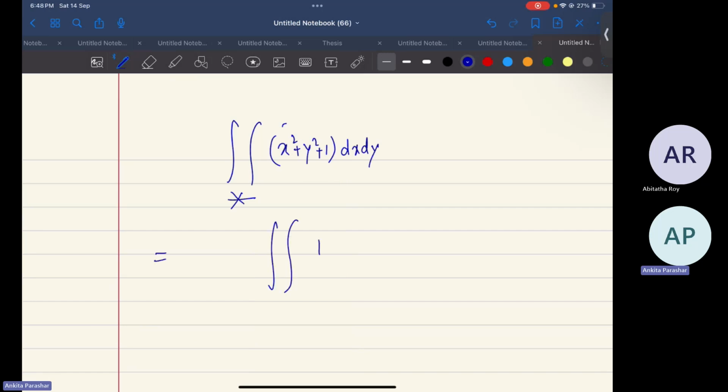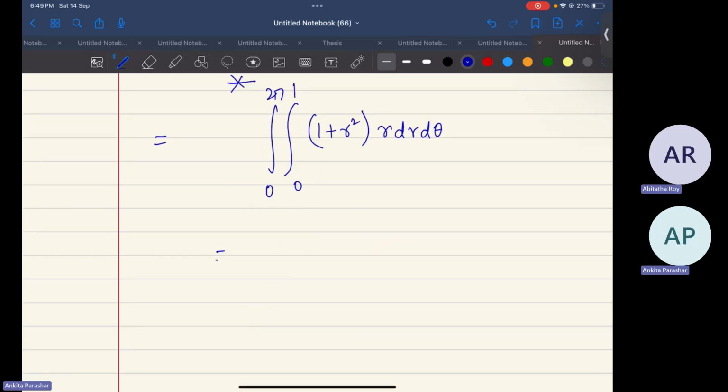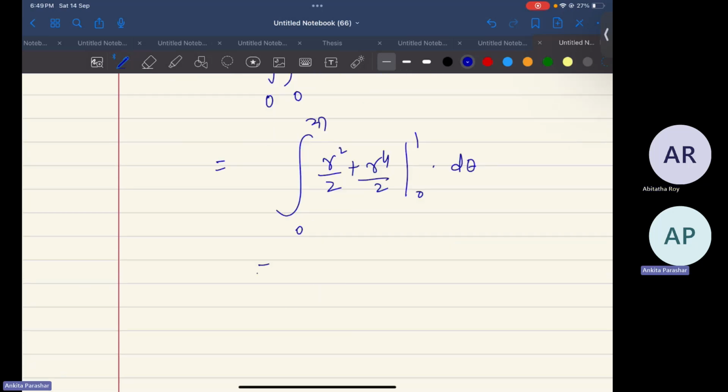So it will become 1 plus r square, because x is r cos theta, y is r sin theta. I can take r square common, it becomes 1 plus r square. dx dy changes to r dr d theta. r is from 0 to 1, theta is from 0 to 2 pi. Is that okay? Yeah. r square by 2 plus r to the 4 by 4, 0 to 1, and then d theta from 0 to 2 pi. I hope I don't make a mistake.